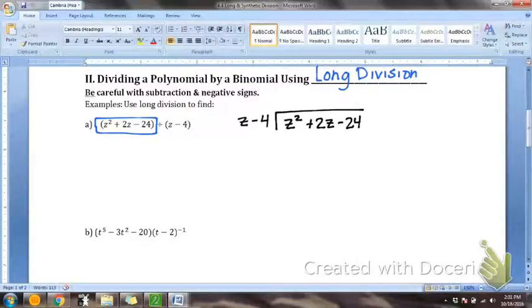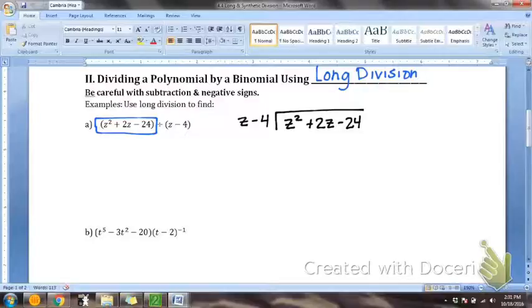Okay, so this is how you would set it up. The binomial is always going to go on the outside. Now notice we are not missing any terms. Do you see how I go from squared to the first power to the constant? Do you see that? 2, 1, constant. You should always have a placeholder for every exponent. And we'll talk about what that looks like if we don't have it on problem number 2. Okay? So now, this is how we begin this.